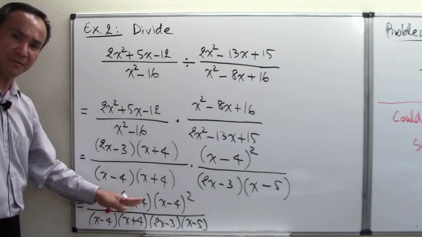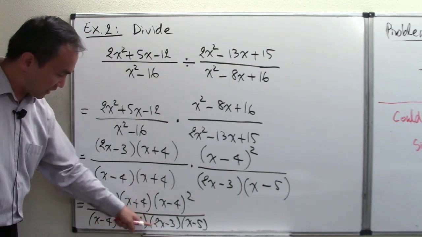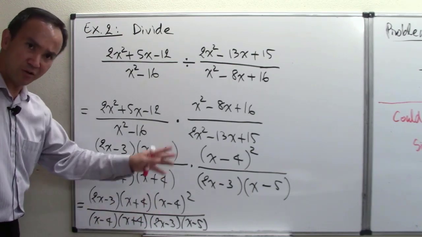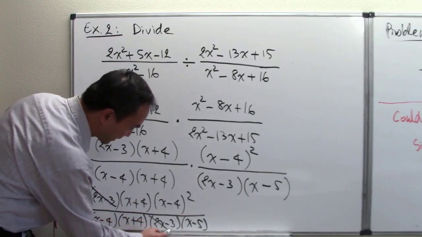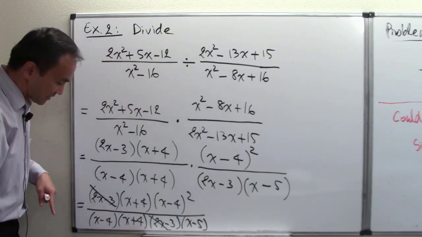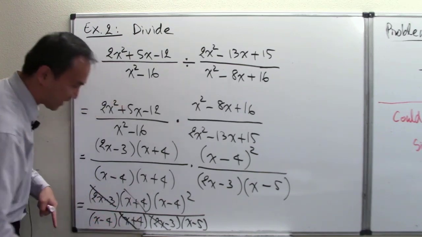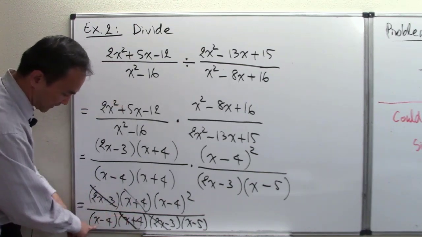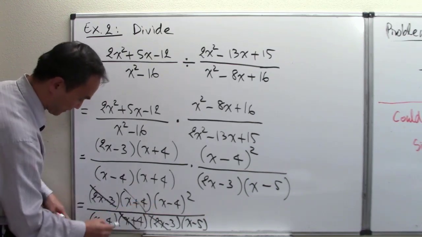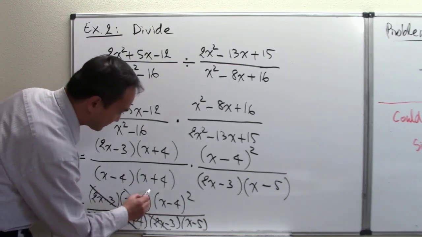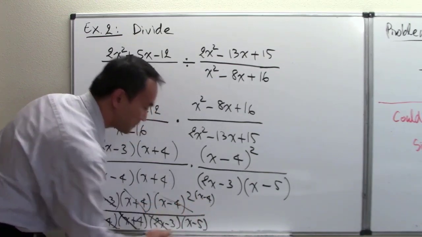The last step is to simplify. Let's recognize all of the common factors to divide them out or cancel them out. I recognize a 2x minus 3 being common. I recognize an x plus 4 being common. I recognize there's one factor of x minus 4 in the denominator, even though there are two in the numerator, so I'm going to cancel one of them away but leave behind an x minus 4.